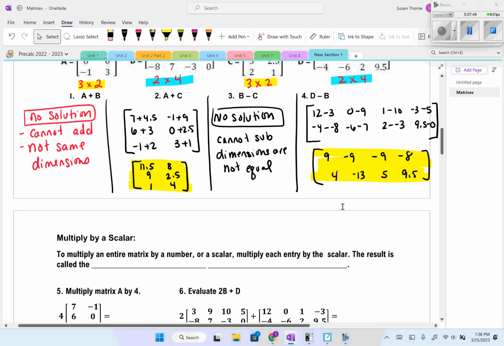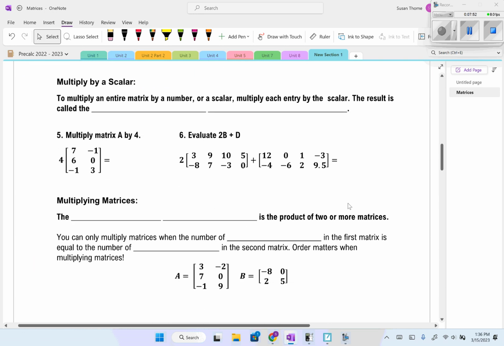Okay, next part. Multiplying by a scalar. To multiply an entire matrix by a number or a scalar, multiply each entry by the scalar. The result is called the scalar product.